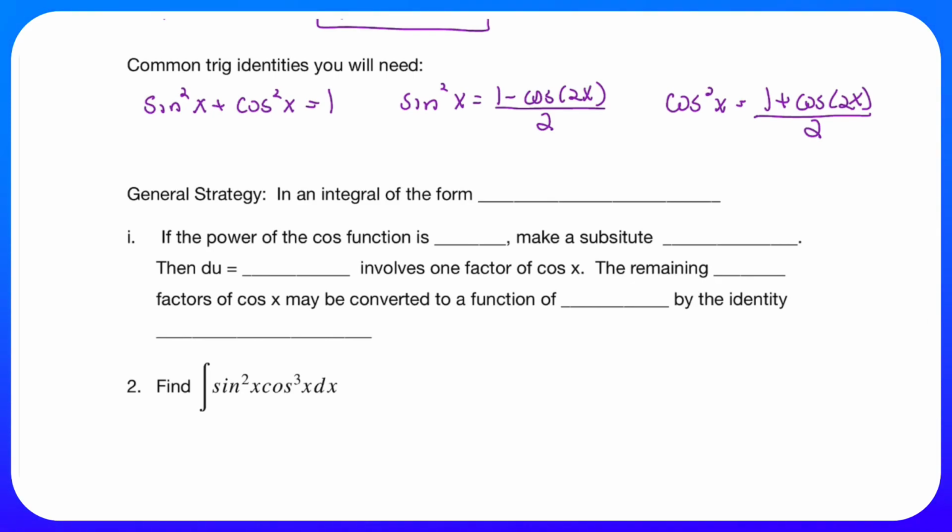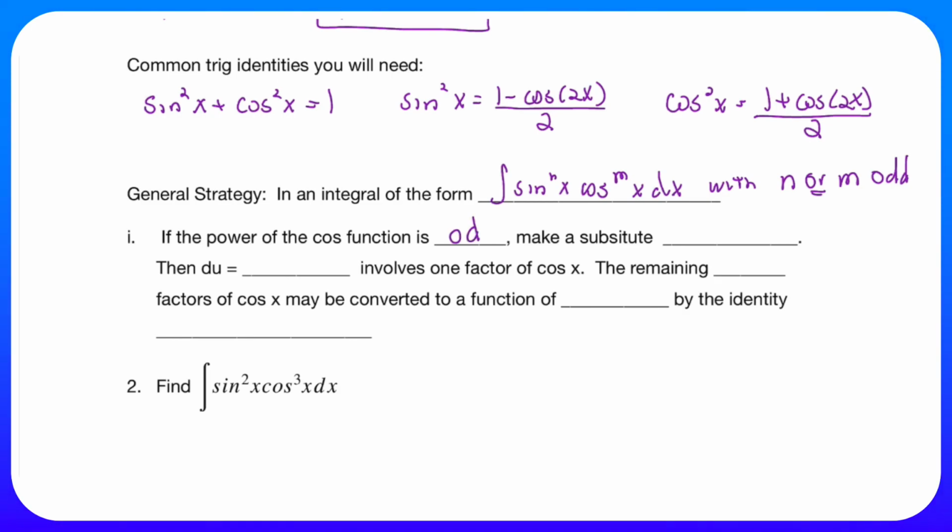Okay, so we're going to learn some techniques. It all depends on the degree that sine is raised to or the degree that cosine is raised to. So basically our general strategy, anytime we have the integral of sine to some power times cosine to some power, is as follows, where either n or m is odd.